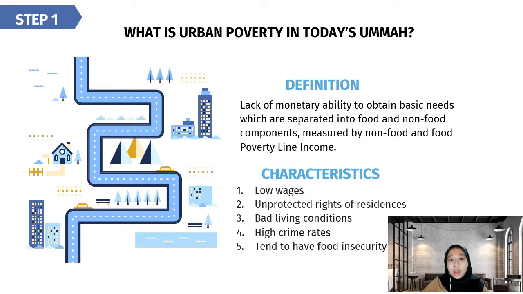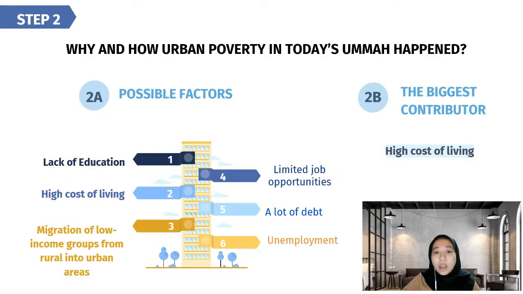That is a lack of monetary ability to obtain basic needs. For the characteristics, there are low wages, unprotected rights of residences, bad living conditions, high crime rates, and a tendency to have food insecurity. After knowing that, move to the second step that requires us to find out the cause of a problem. How urban poverty in today's UMMAH happens.